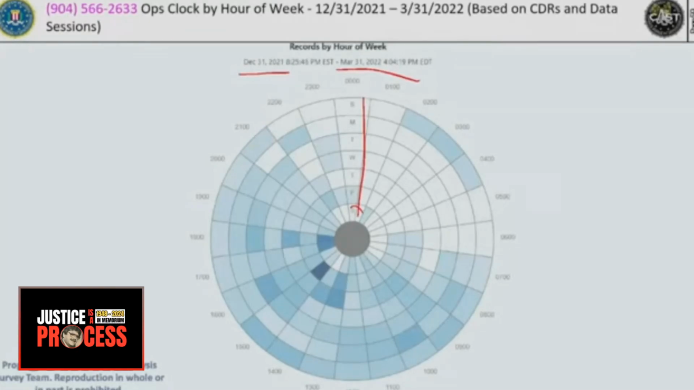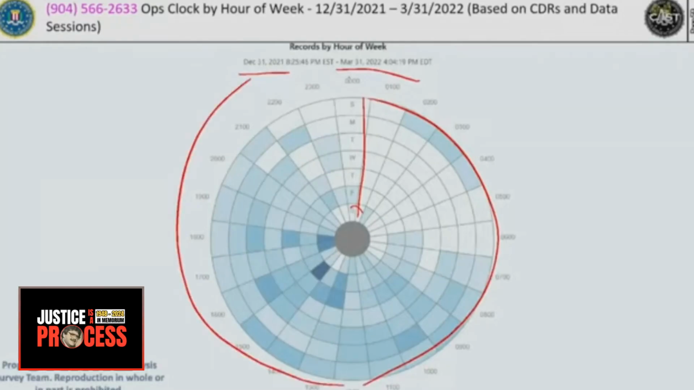And where you see it starts with the days of the week, Sunday through Saturday here. And then this is like a clock, 0000 is 12 o'clock, 1, 2, 3, 4, 5, 6 going around. It shows the hours of the day. It starts with AM on this side, makes it to noon, and then this is the afternoon and evening. So the darker the shaded area is, the more frequent activity in the call detail records.